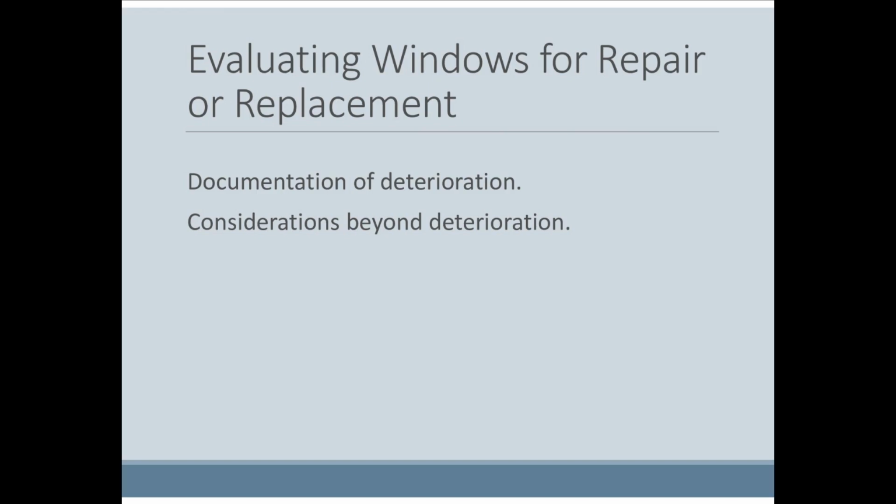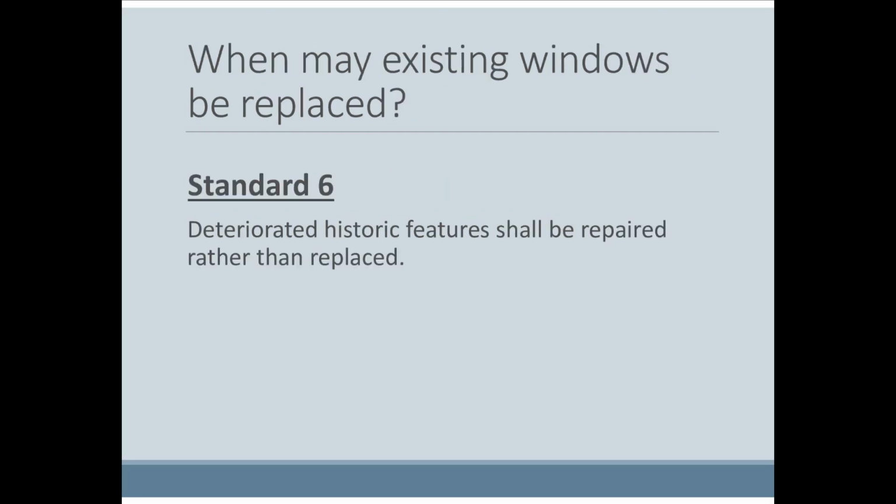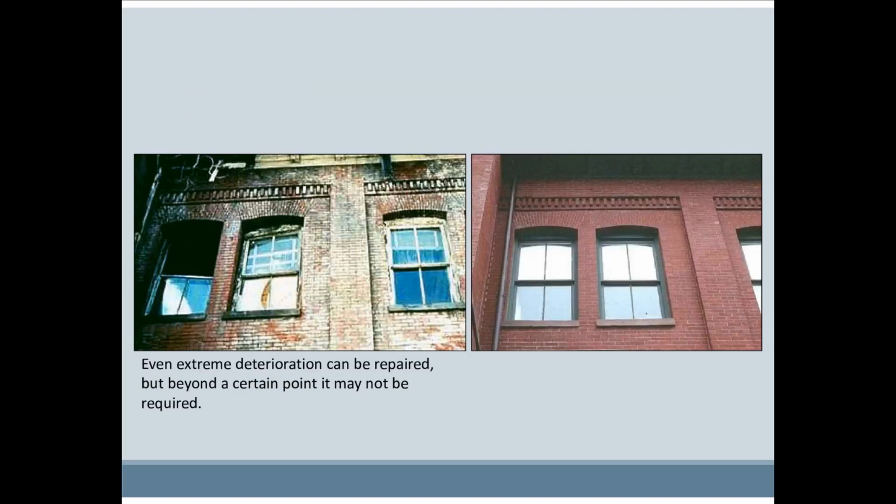Evaluating windows for repair or replacement, deterioration should be the primary concern in evaluating historic windows, though there can be other factors to take into account. When may existing windows be replaced? Standard 6 states that historic features should be repaired rather than replaced. Even extremely deteriorated windows can be repaired, but beyond a certain point, repair may not be reasonable or practical.